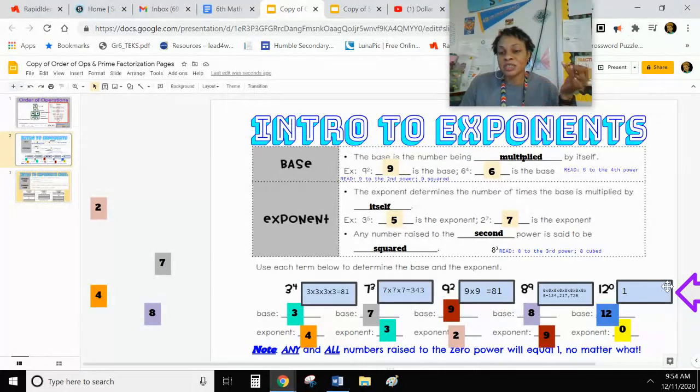Then we have 12 to the 0 power. The base is 12. Our exponent is 0. I told you any number raised to the 0 power equals uno. So you should have just put 1 there, right? So hopefully that was easy. Let's see what else we have in store for you.